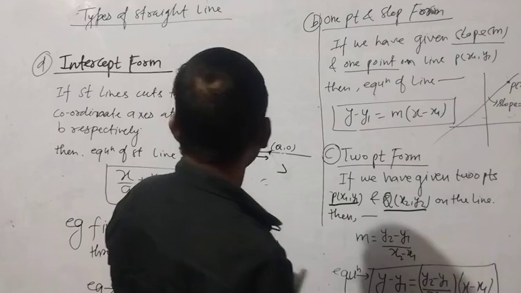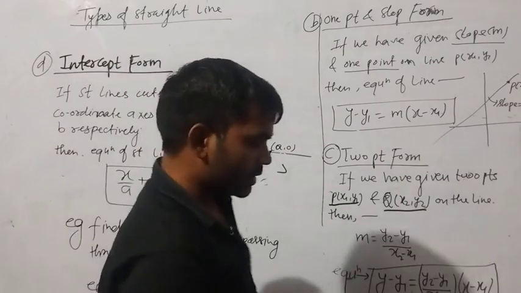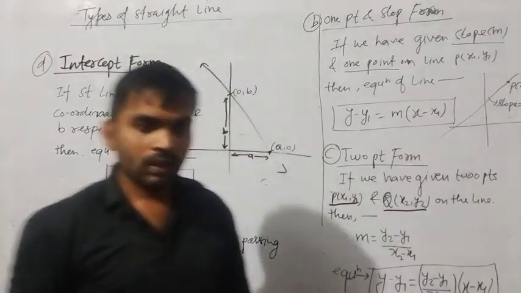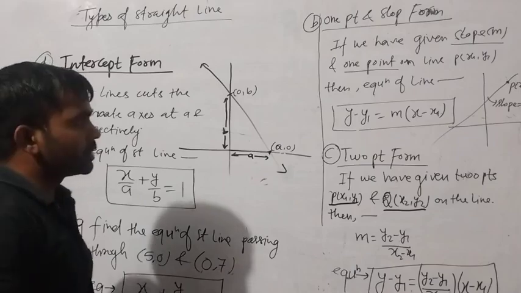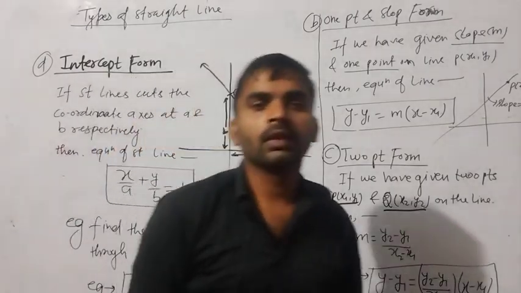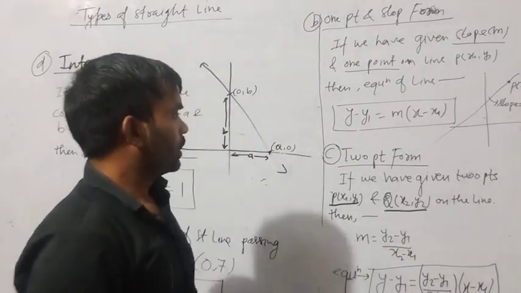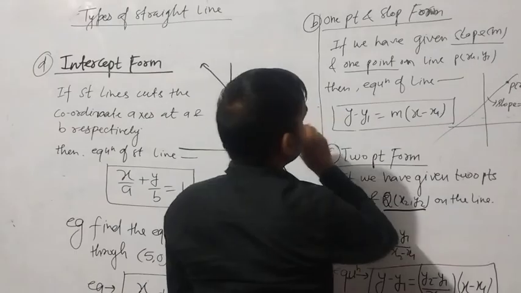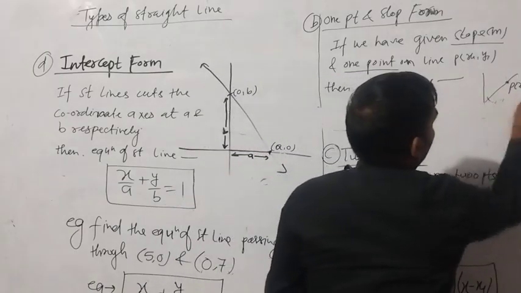Okay, so next point is, I hope you are all clear about the straight line. If you have any confusion, then please ask me. Okay, so this is D. So let me read this B option.